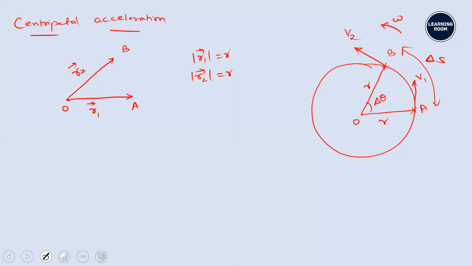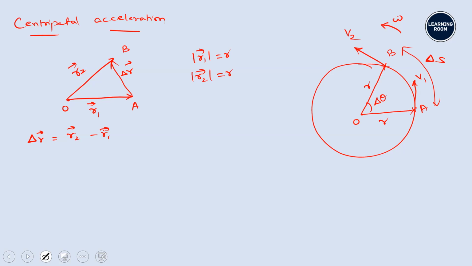Now, if I join A to B in this way, then I'll call it delta R vector, that is the change in the radial vector that has taken place. So if I take that to be delta R, then delta R will be equal to R2 vector minus R1 vector. The logic is very simple.